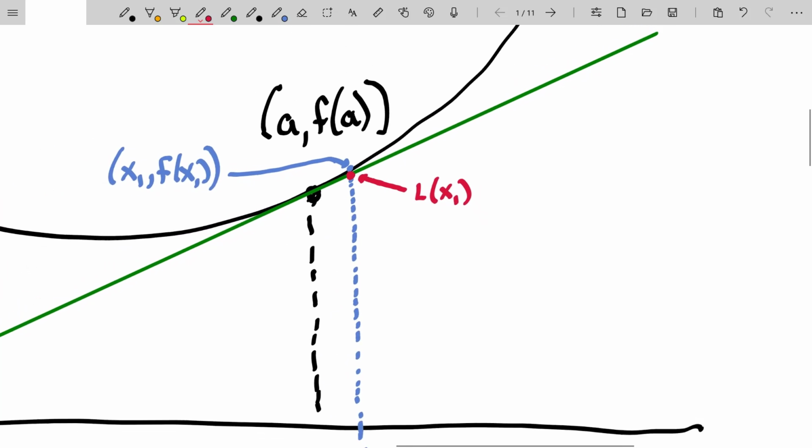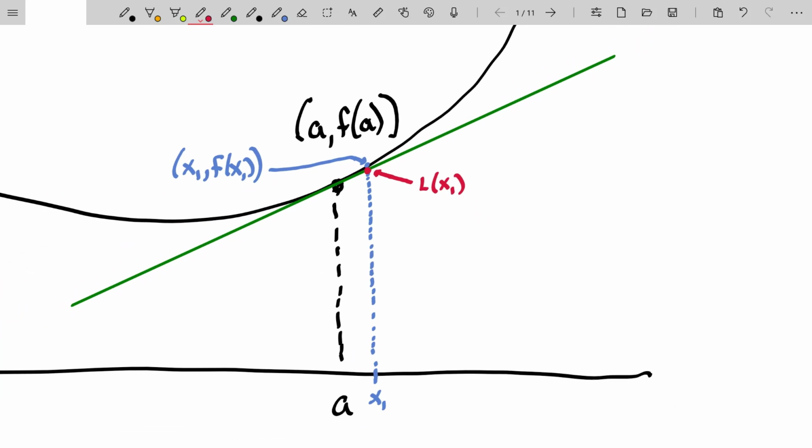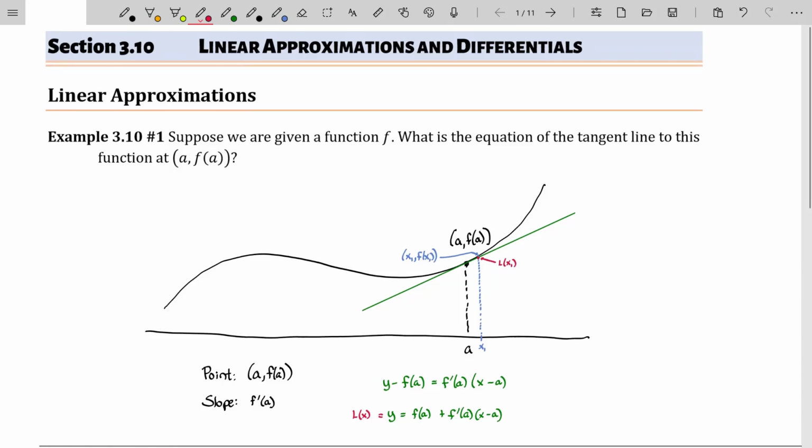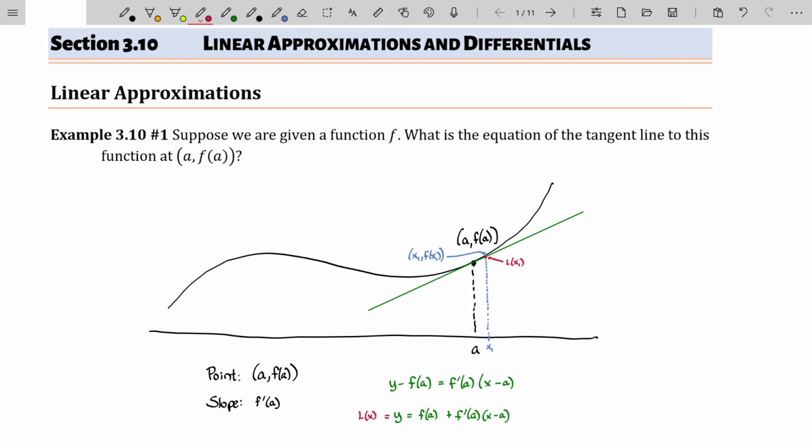And because it's a line, it's much easier to compute than with, let's just say, a trig function or a combination of transcendental functions. It's just much easier to approximate the value of the function using the equation of the tangent line than it is to use the function itself sometimes. And that's the whole point behind what we're going to be doing in this video. We're going to use tangent lines to get approximations of functions at nearby points.